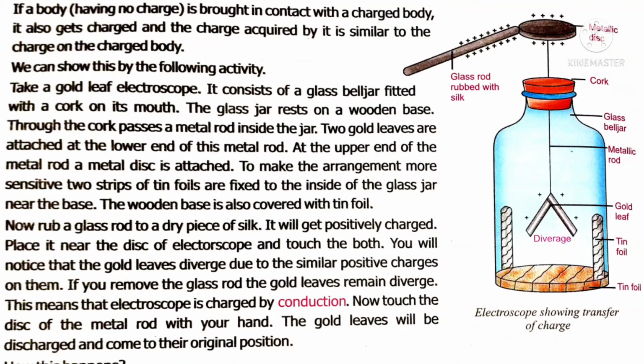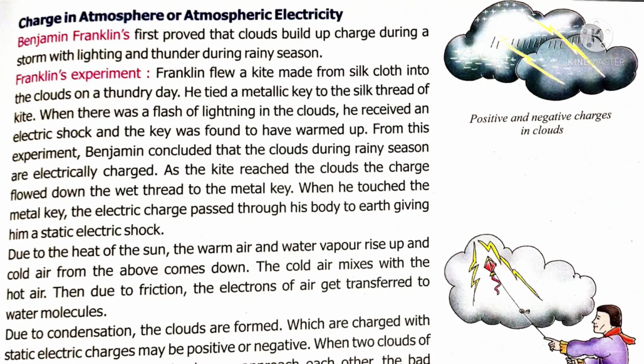Again, how will you discharge? You are going to touch it. The excess electrons from the leaf come back to our body, and it goes to the earth. Both the leaf and electroscope come back to the original state, and it is converged. Now we move on to the topic charge in atmosphere, or atmospheric electricity.